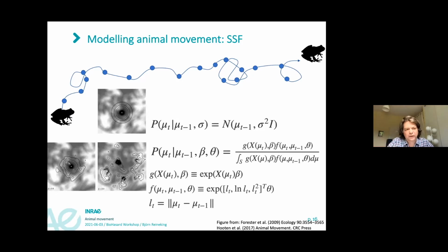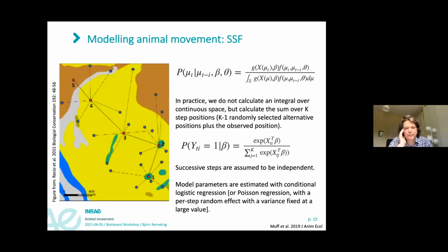So this is the basic idea of step selection functions. In practice, we don't really do an integral, but we approximate it by summing over a certain number of alternative step positions. You see here to the left the red dots, which are the observed positions, and around each position we place a certain number of randomly located positions in the landscape. Then we approximate the integral with the sum of the weights of moving to a certain area over all these alternative positions, plus the position that was actually chosen.